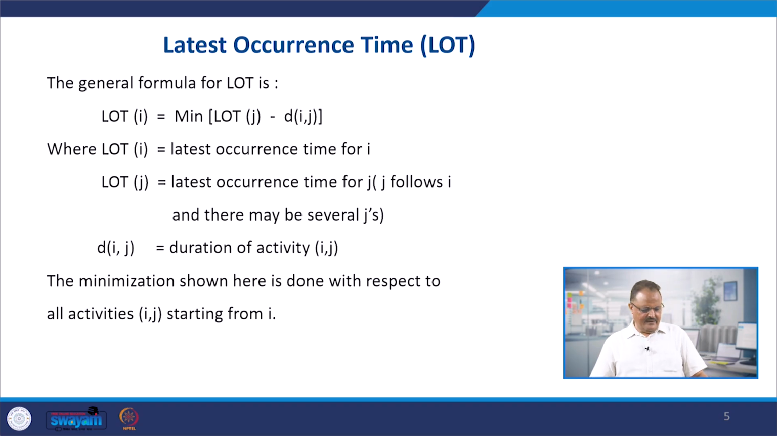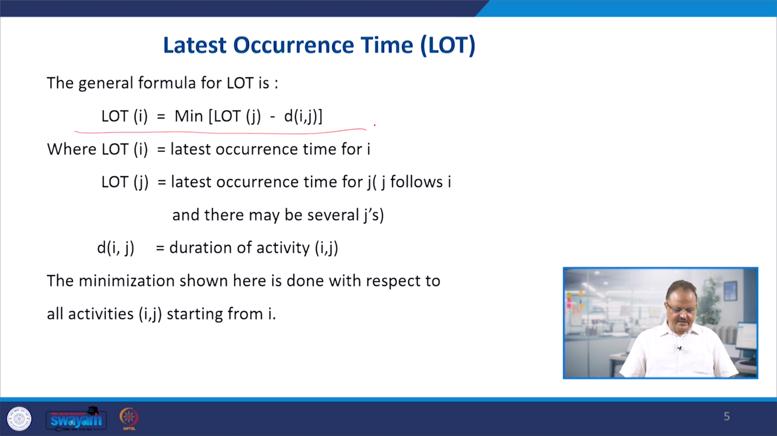And the next thing is the latest occurrence time, LOT. For calculating this model, you have to use LOT I, the latest occurrence time of the event I, that is the minimum of the latest occurrence time of event J minus the duration of that activity IJ. With the help of this model, you can easily calculate, and the minimization shown here is done with respect to all the activities IJ starting from I. So with the help of this model, you can calculate the latest occurrence time for one particular event.